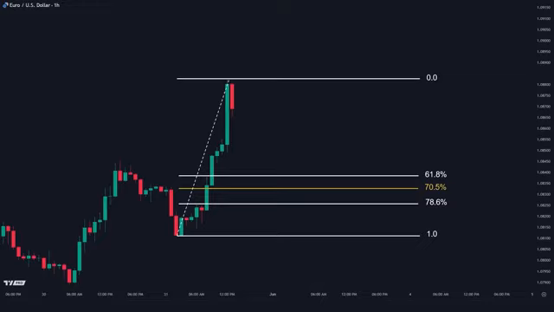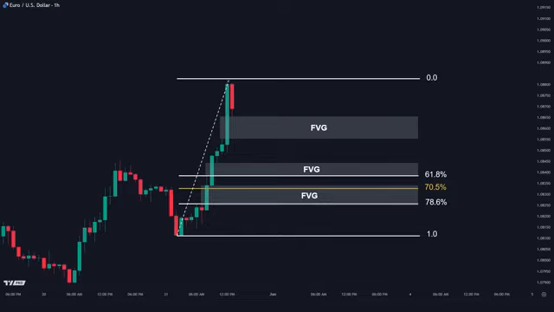Now, if we look at the left-hand side, we can see that the latest impulsive movement has created multiple fair value gap areas, one of which coincides with the optimal trading zone. When the price pulls back to these areas, they will act as support and likely push the price higher. However, a more conservative approach is to wait for the price to retrace all the way down to the third fair value gap and enter the long position there.